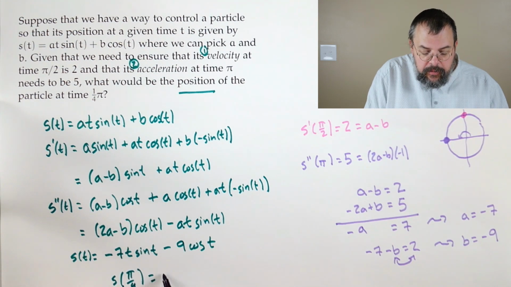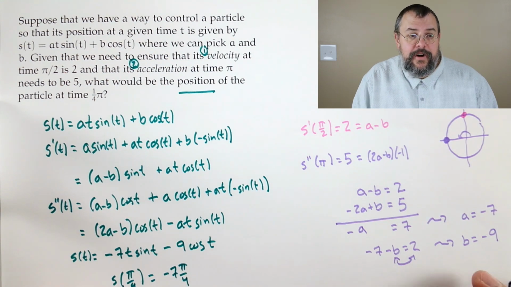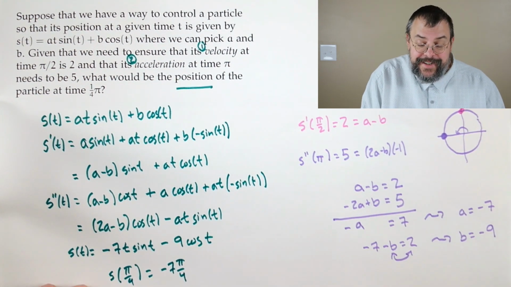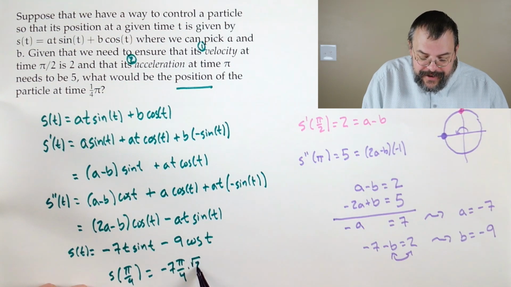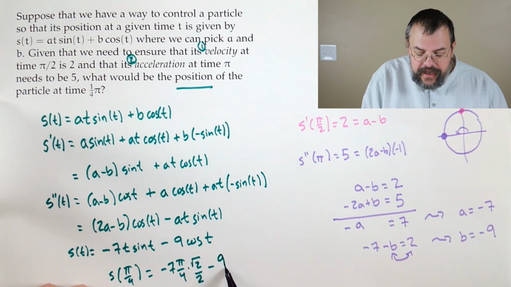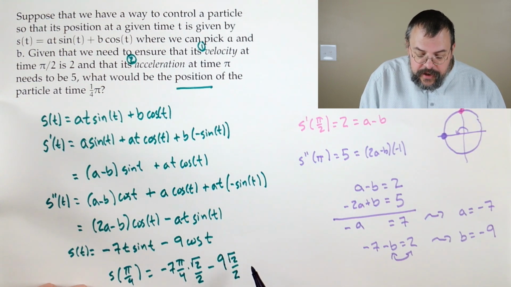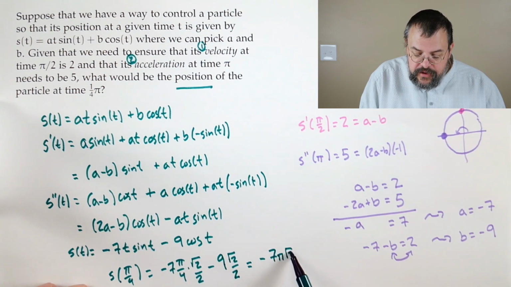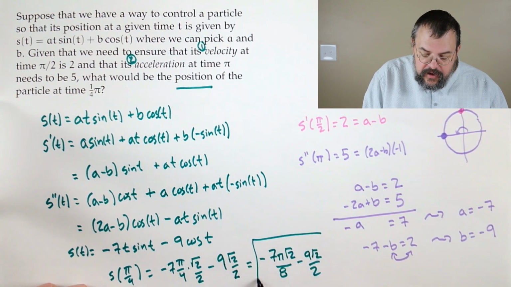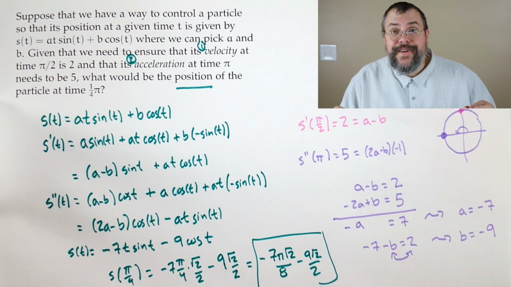So that would be minus 7 times pi over 4 times sine of pi over 4. Do you remember what sine of pi over 4 is? It is square root of 2 over 2. Then minus 9 times cosine of pi over 4, which is also square root of 2 over 2. And you can try to clean things up a little bit, but there's really not much you can do here. So we'll just live with this rather strange looking minus 7 pi root 2 over 8 minus 9 root 2 over 2. And, well, it is what it is, right?